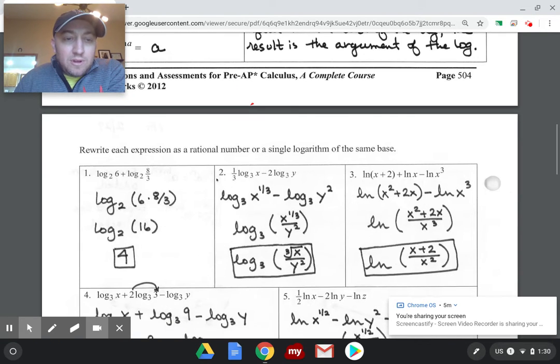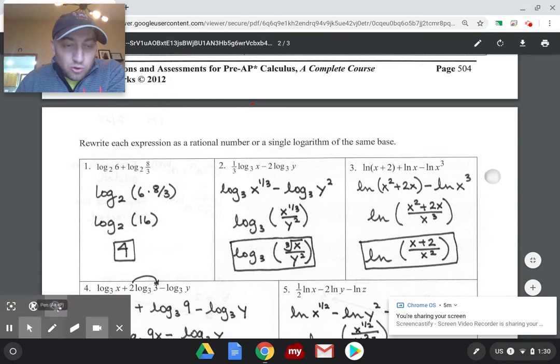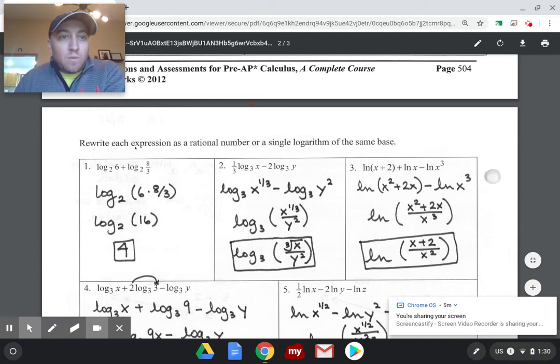This first one is you're going to rewrite each expression as a rational number or a single logarithm of the same base. This is called condensing your logarithms into a single logarithm. One thing would have to be true to be able to condense logarithms, and that would be that the base of the logarithm really needs to be the same throughout the entire problem.